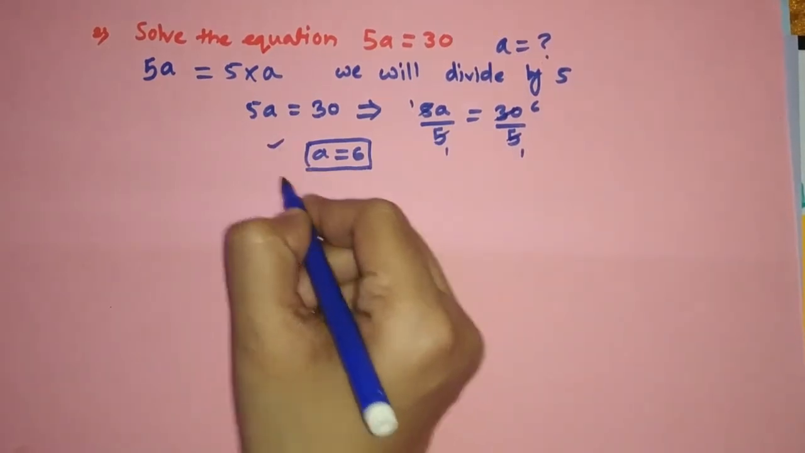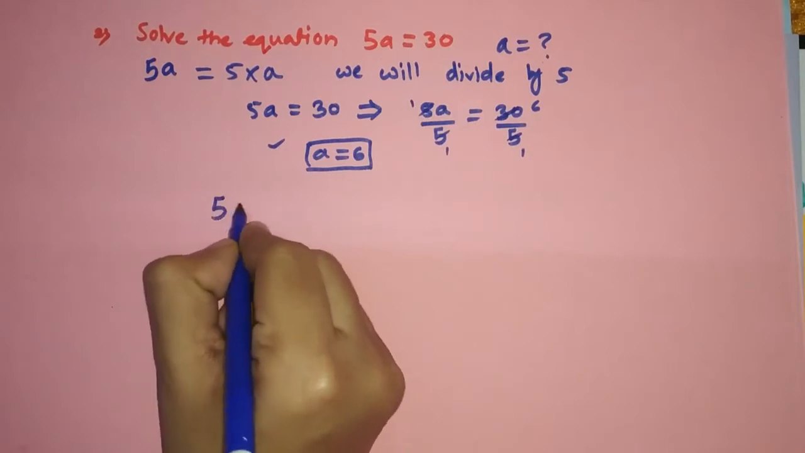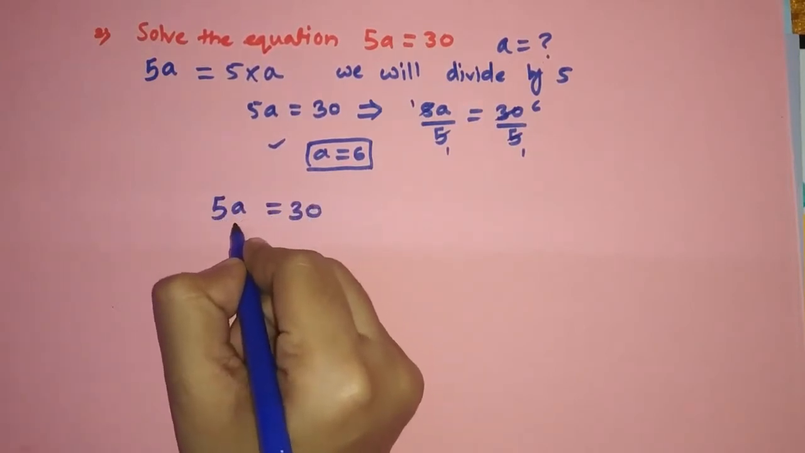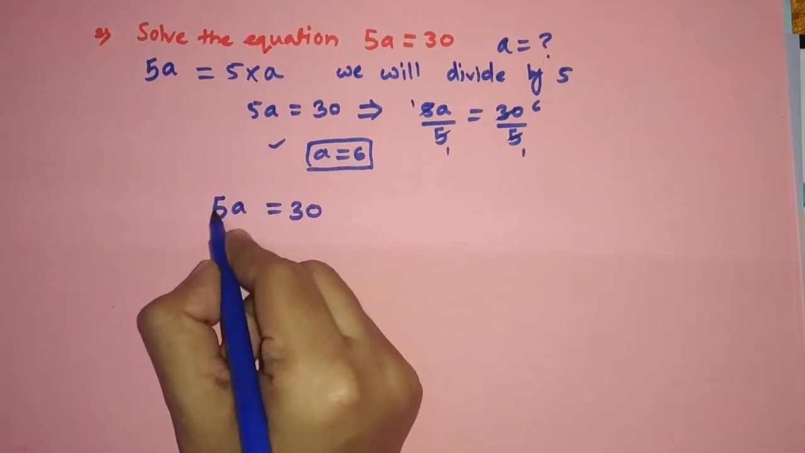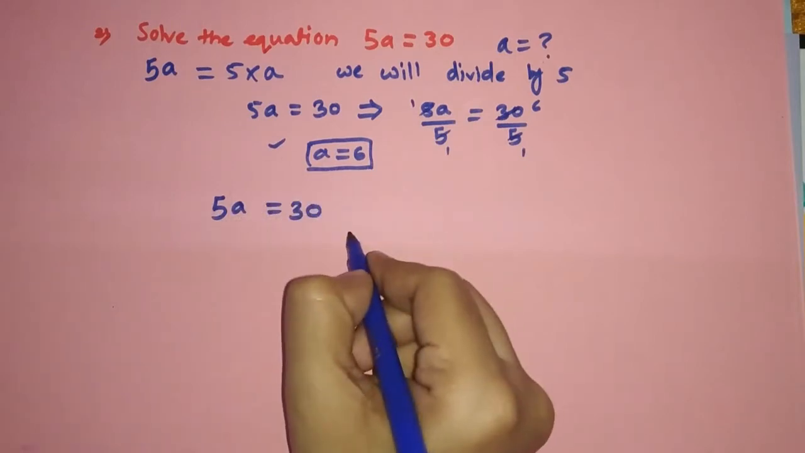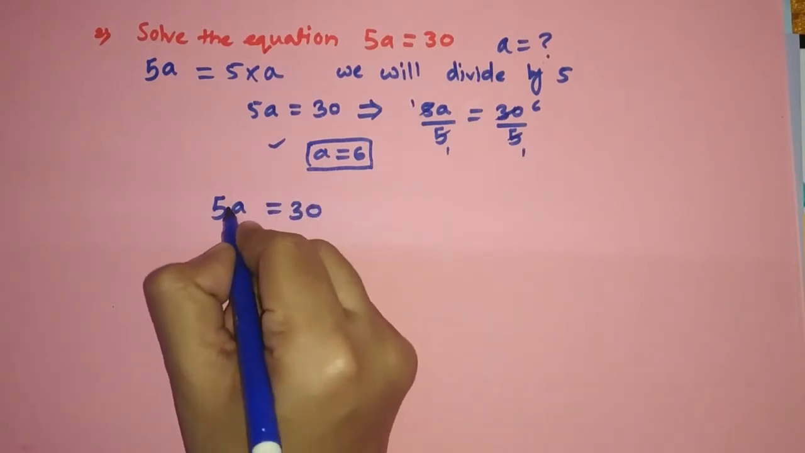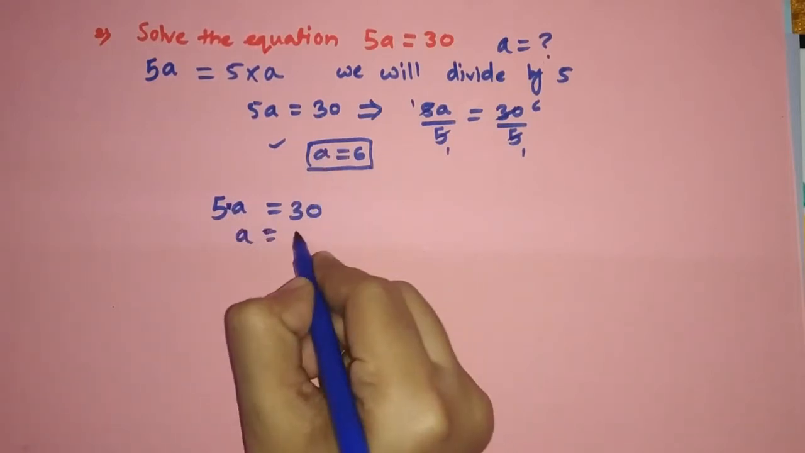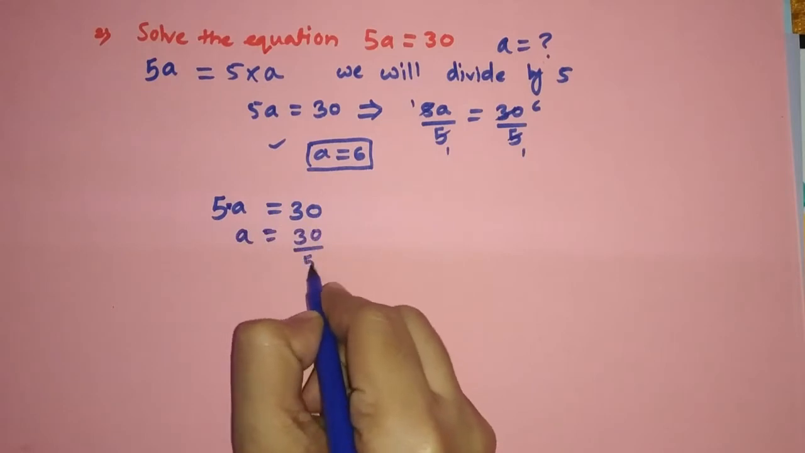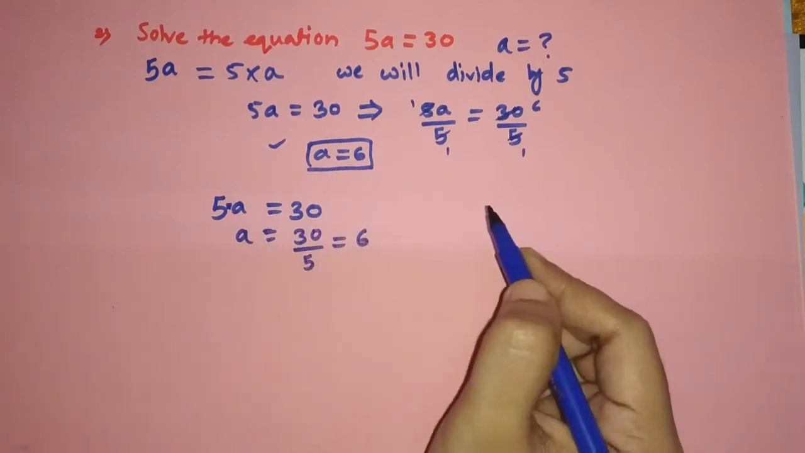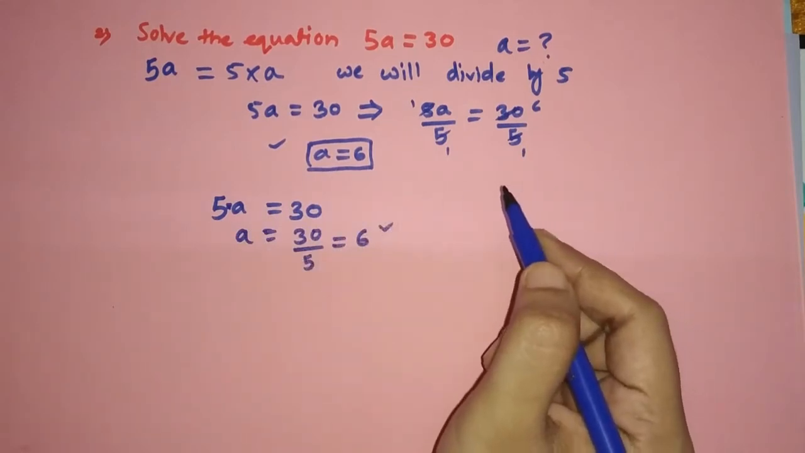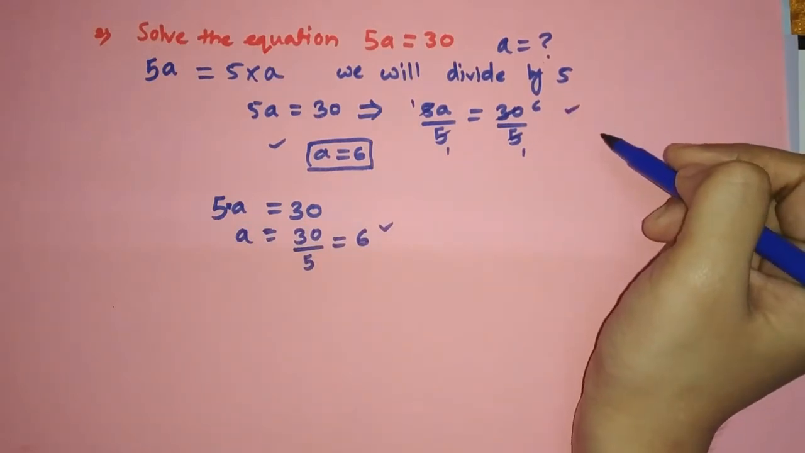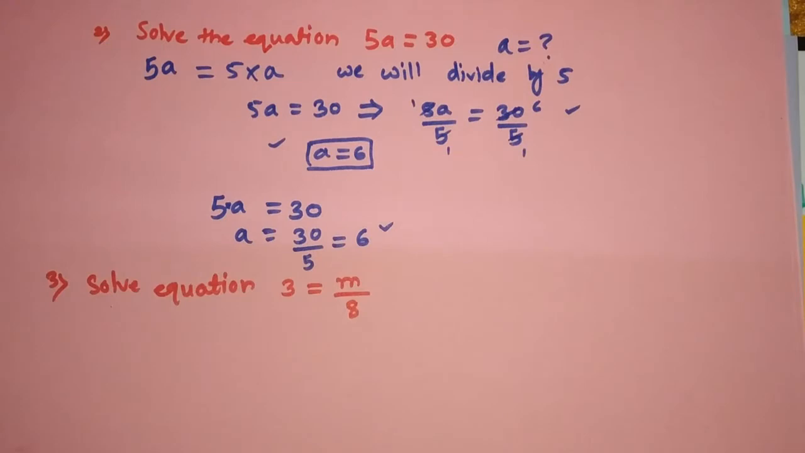So this equation you can solve like this also. 5a is equal to 30. Here 5 is in multiplication with a. Now just simply transpose this 5 to the RHS. It is in multiplication here, friends. So when you shift it to that side, it becomes 30 divided by 5, which is nothing but 6. So in this way also you will get the value of a, or by using this balancing equation method also you can get its value.